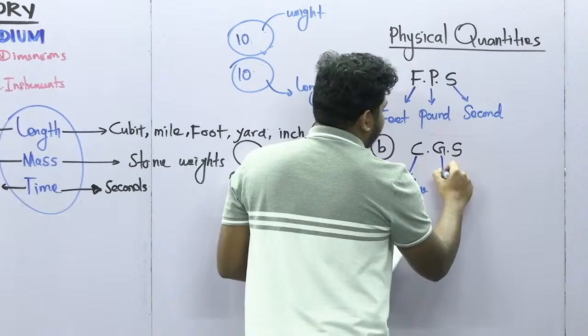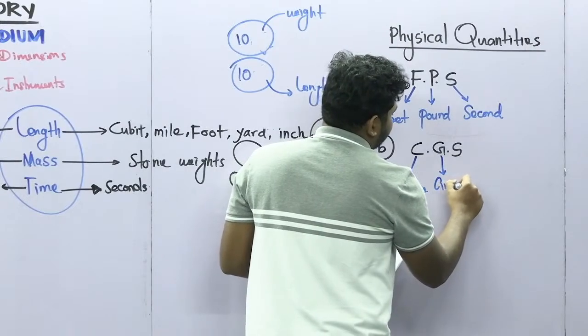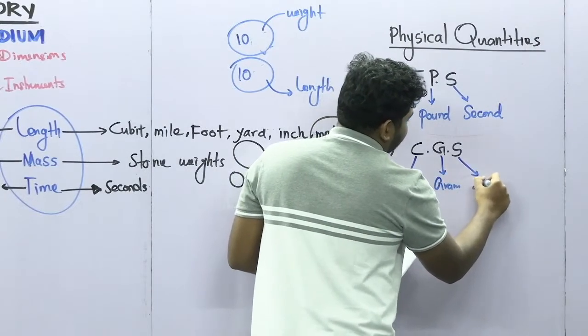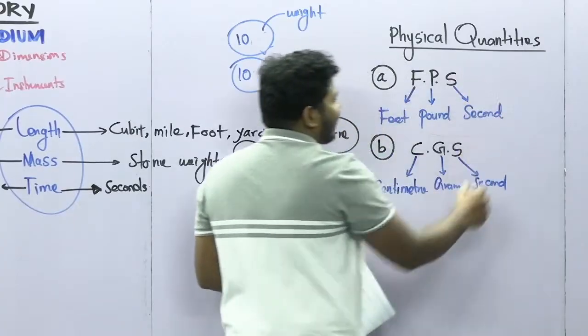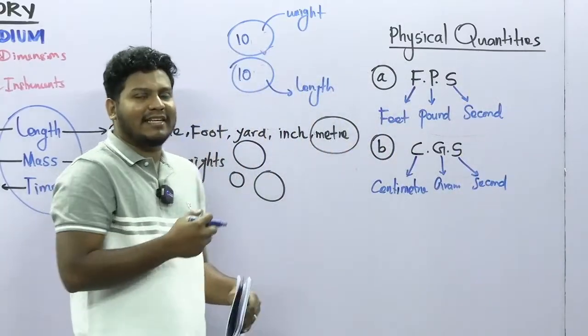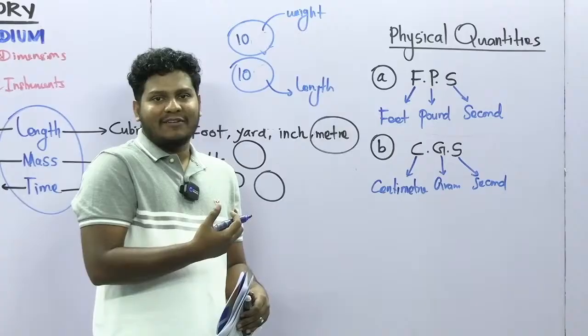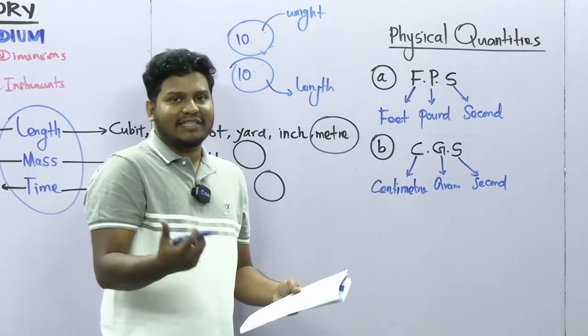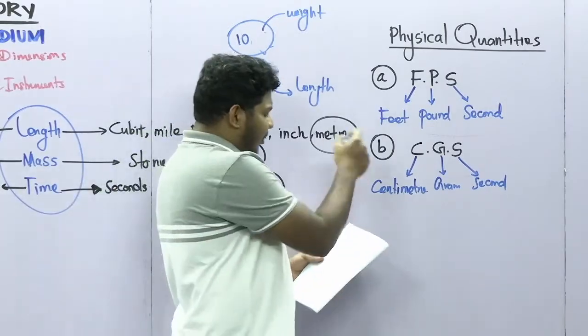C is for the centimeter, G is for the gram, S is for second. There's no change in seconds, right? There's no change in the time, okay? For the time measurement, they always use the seconds, right? Okay. So, look at this one.